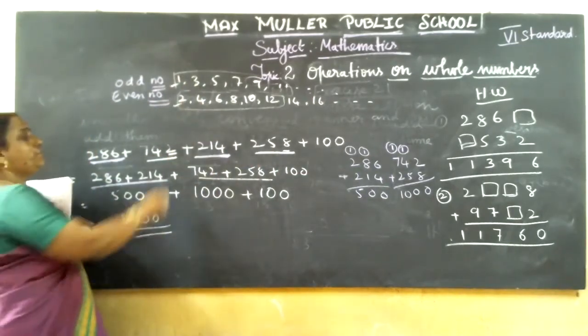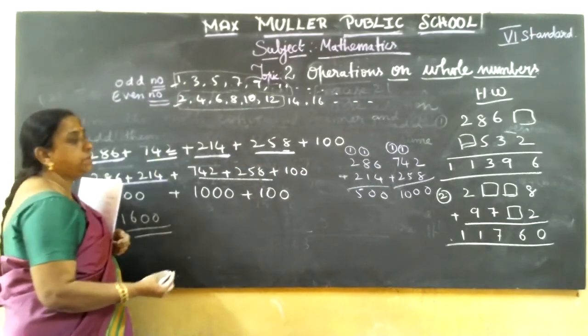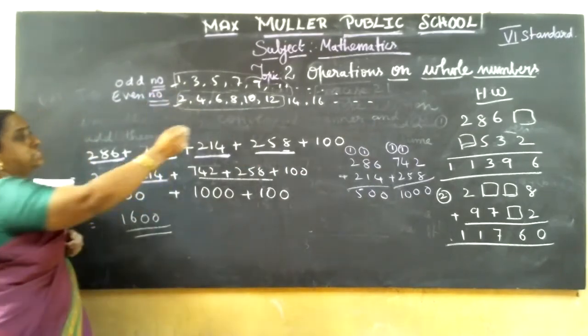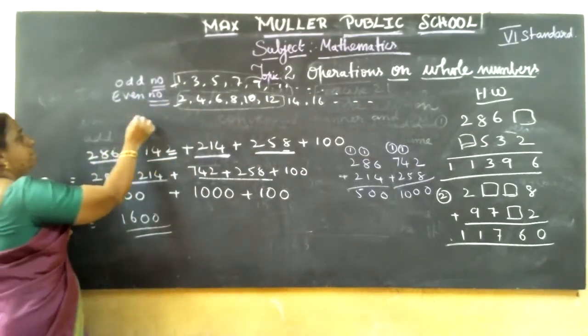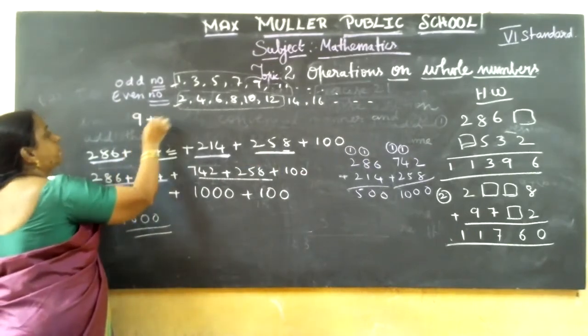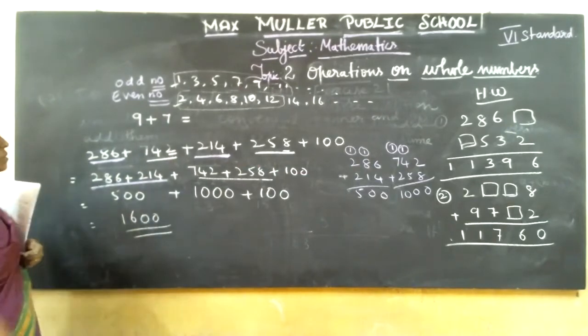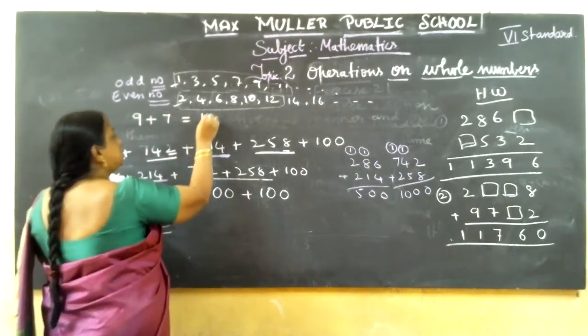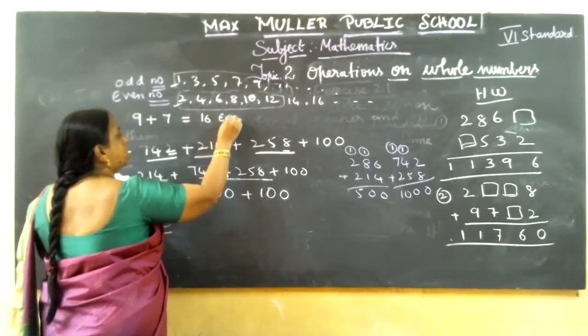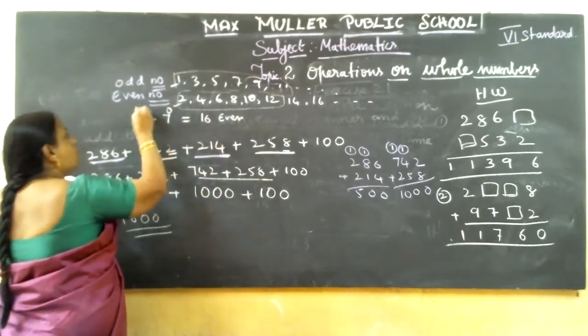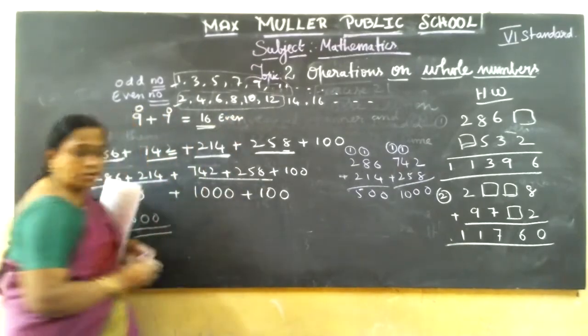Clear? Now, if you add any two odd numbers, what will you get as the answer? We'll see now. We'll take any two odd numbers. So 9 is an odd number, plus 7 is also an odd number. If you add both odd numbers, what will you get? 9 plus 7 gives 16. This is an even number. You understand? Odd plus odd, we got the answer: even number.